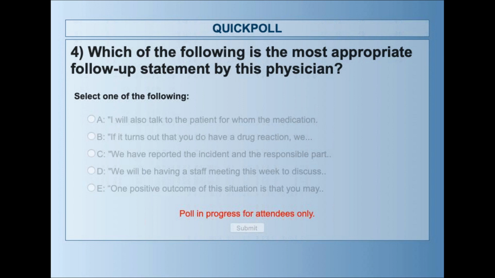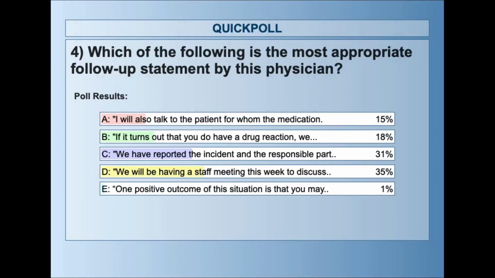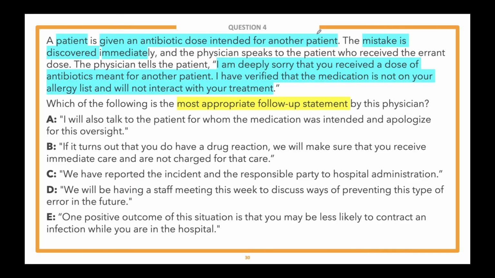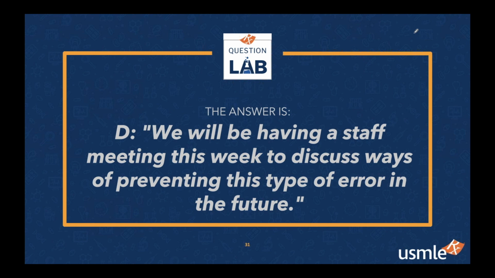All right, let's take a look and see what you selected. It was close. 35% of you selected answer choice D, whereas 31% of you selected answer choice C. So let's see what the correct answer is. The correct answer is answer choice D, and 35% of you got it right.